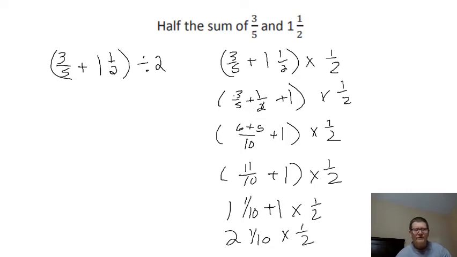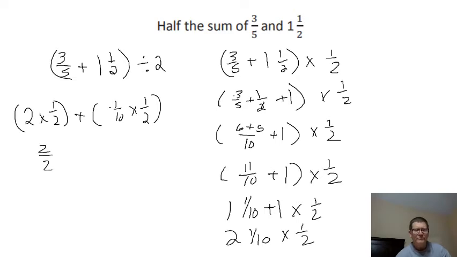So I like to use distributive property, so I'm going to take 2 times 1/2, and then I'm going to add that to 1/10 times 1/2, because we're multiplying both by half. Well, this one ends up being 2 over 2 plus 1/20, which equals 1 1/20.